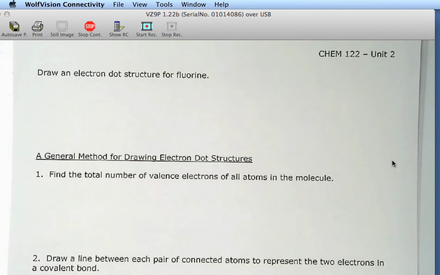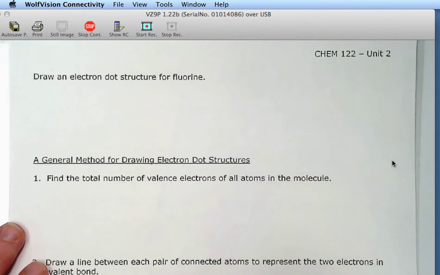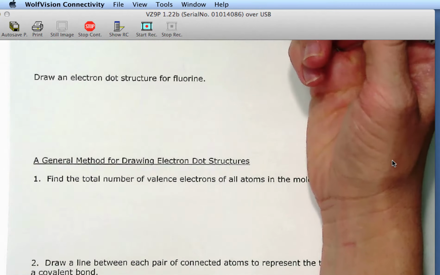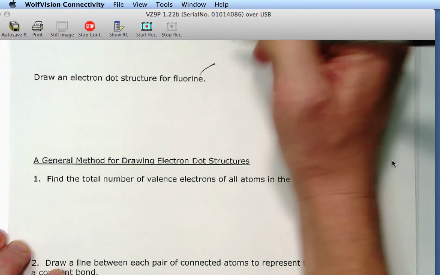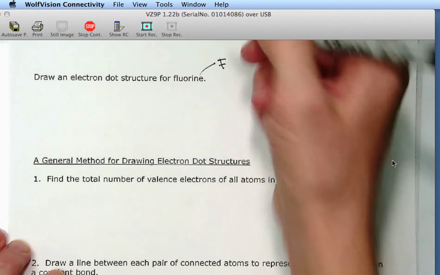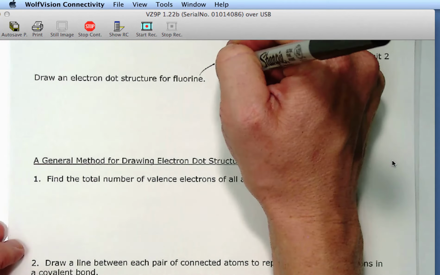So does that mean you have two F's and it would be F and then two dots? We're getting ready to draw fluorine. On page 14, I have, draw the electron dot structure for fluorine. Remember, fluorine is a diatomic element, so it's F2.